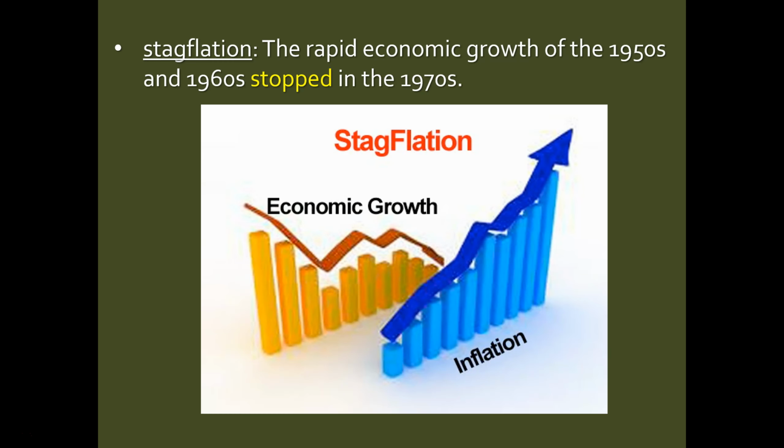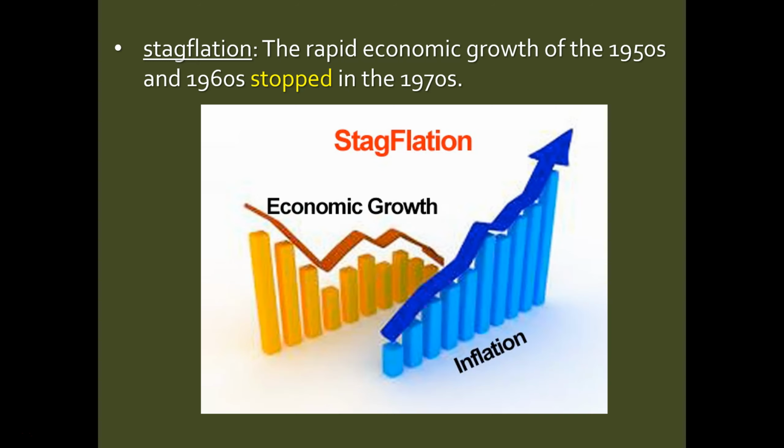All right, last topic, guys. Let's quickly look at the economy of the 1970s, and we're going to look at something called stagflation. So stagflation is what we see in the 1970s. Stagnation, of course, is something's not moving, right? So the economy's not growing or shrinking.